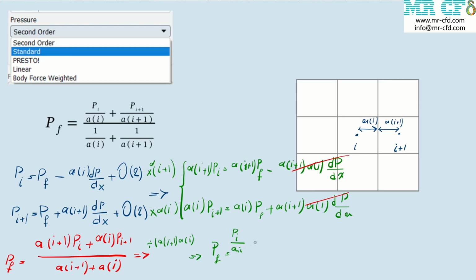This formula represents the discretizing operator for pressure with the standard scheme, where the pressure at the face F is effectively a linear interpolation based on distances from the adjacent cell centers.